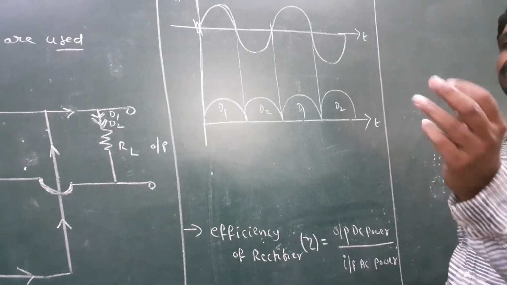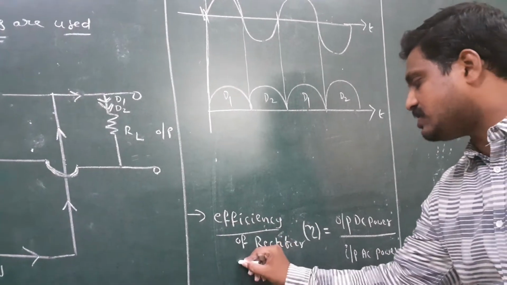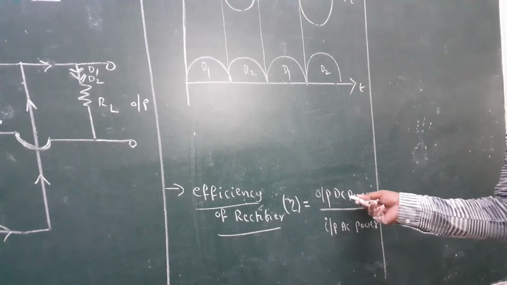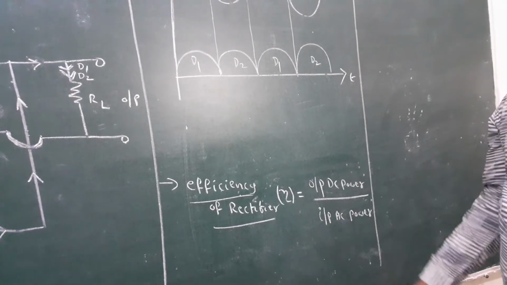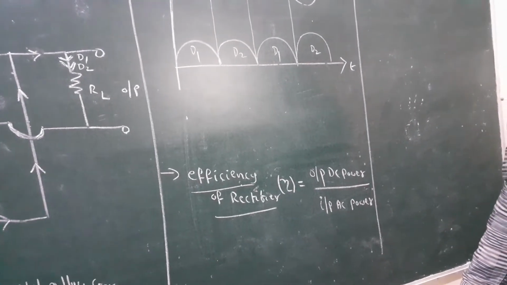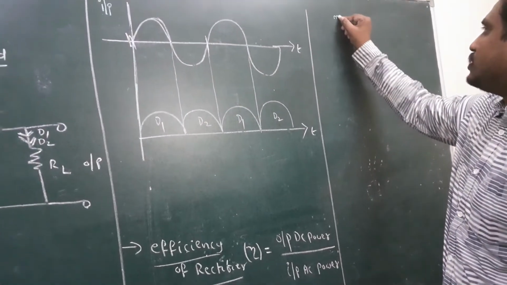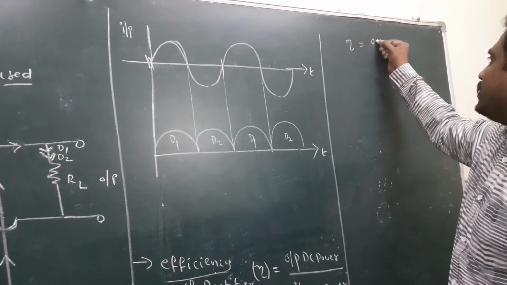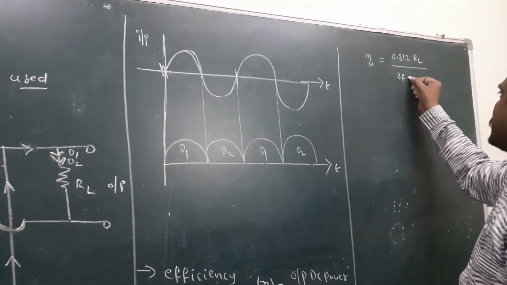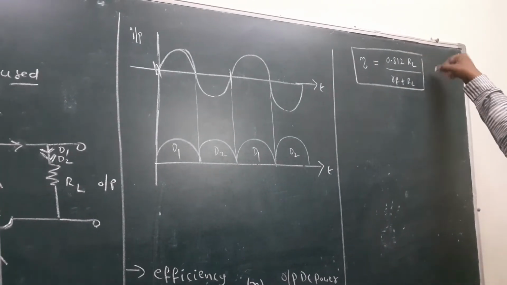In the full wave rectifier, how many diodes are used? Two diodes are used. Now to determine the efficiency of the rectifier: what is the efficiency of the rectifier? Basic definition: output DC power by input AC power. What is the efficiency of the full wave rectifier? Output DC power by input AC power. Here the efficiency, experimentally determined, equals 0.812 RL by RF plus RL. To solve problems, the percentage will be multiplied by 100.